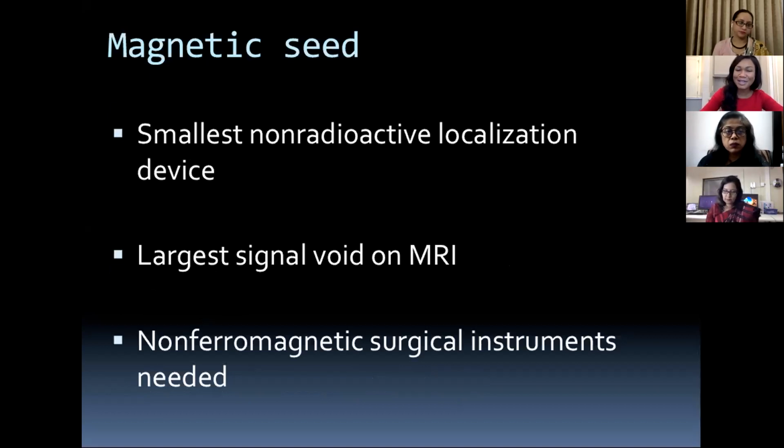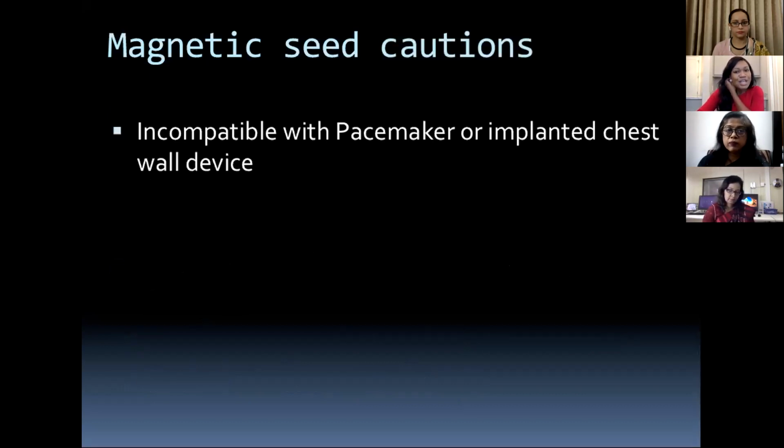However, it creates the largest signal void on MRI, which is problematic because so many of our patients will still need an MRI. The other big issue with the magnetic seeds is that you need special surgical instruments that are non-ferromagnetic, because a ferromagnetic surgical instrument interferes with the magnetism of the seed. So having to purchase not just the seed and the equipment, but having to switch out your surgical instruments becomes problematic.